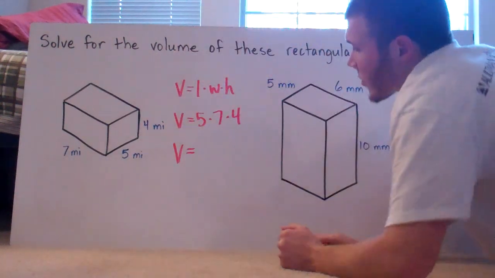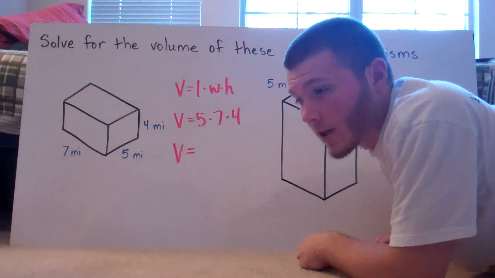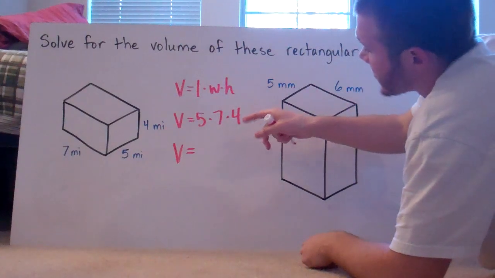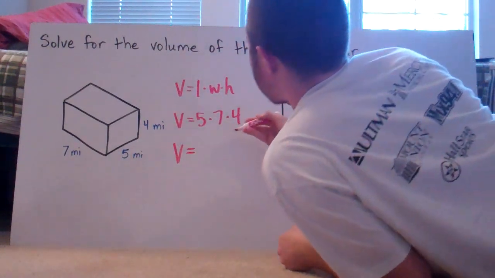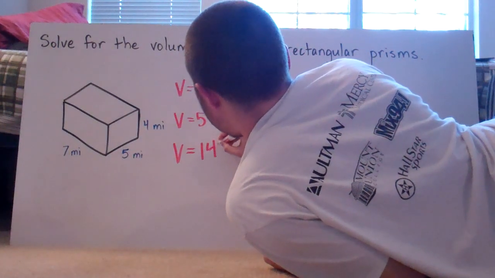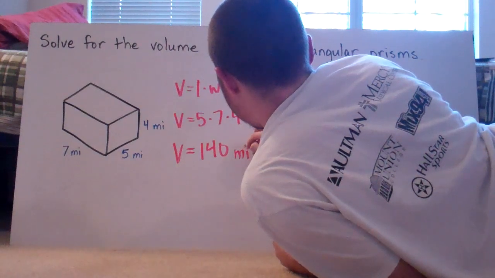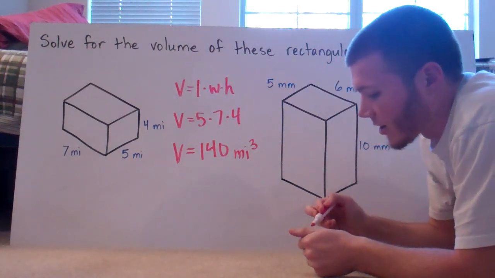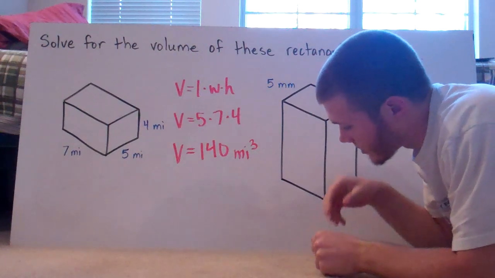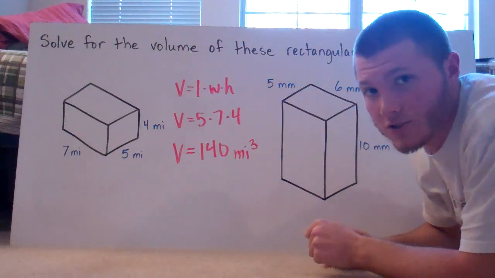Well, when I multiply 5 times 7, I get 35. And then when you multiply 35 times 4, you're going to get 140. So our answer is going to be 140 miles cubed. Talking about volume, volume is always to the 3rd power because we've got 3 dimensions.